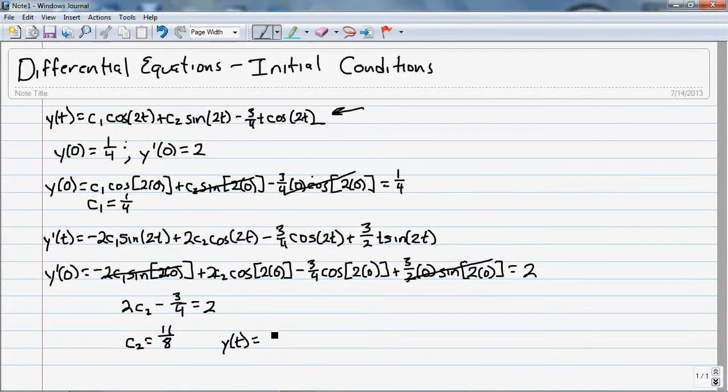So our solution with initial conditions is equal to 1/4 cosine 2t plus 11/8 sine of 2t minus 3/4 t cosine 2t. If we had different initial conditions, we would have different coefficients for c1 and c2. So this only applies to these initial conditions.